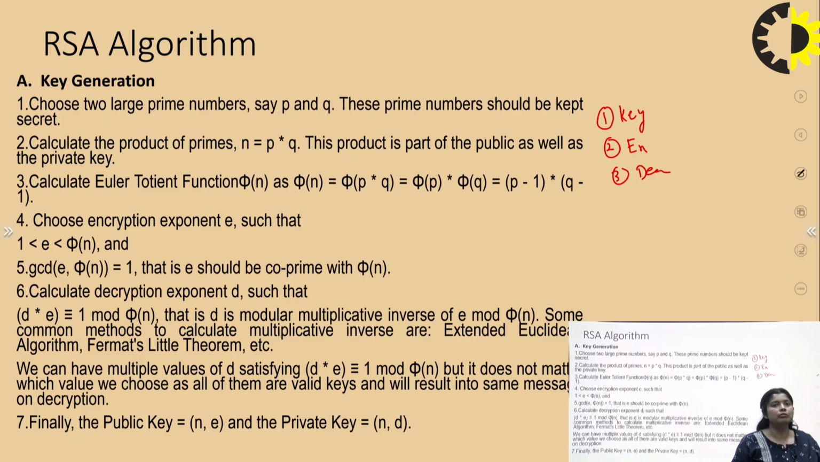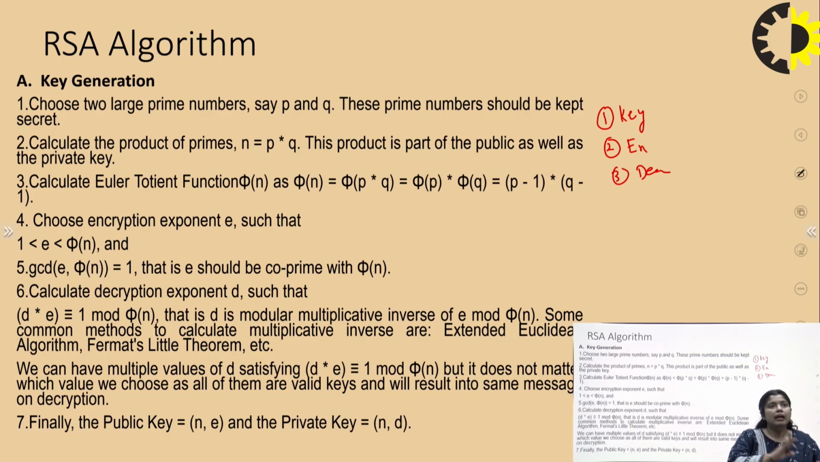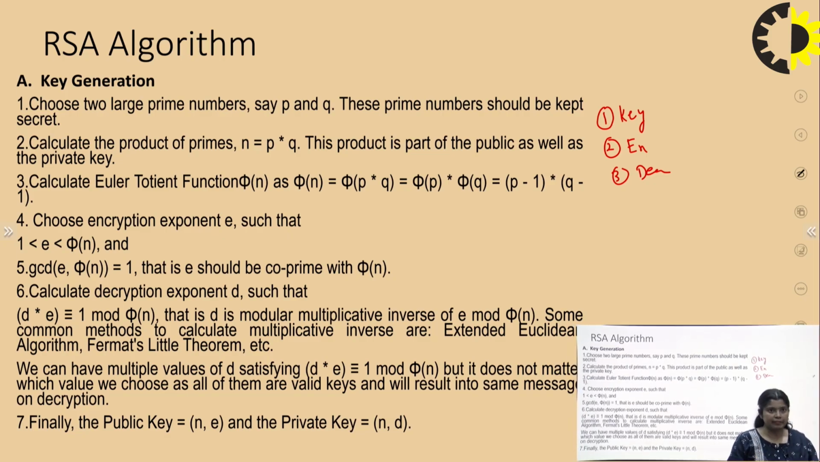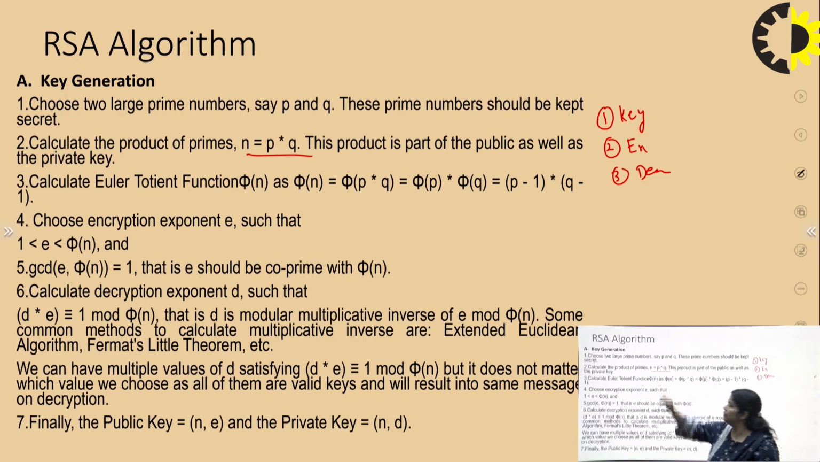Let's discuss key generation. First of all, you have to select 2 prime numbers, selected by the user or by the administration. Now, the second step, you have to calculate n. N equals P into Q, the product of the prime numbers you selected. Next is the Euler totient function, phi n, which you calculate as phi n equals P minus 1 into Q minus 1. P and Q are the prime numbers.